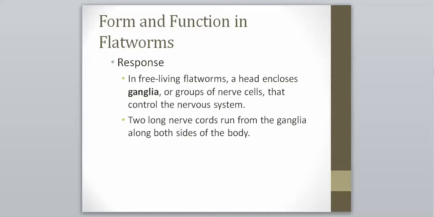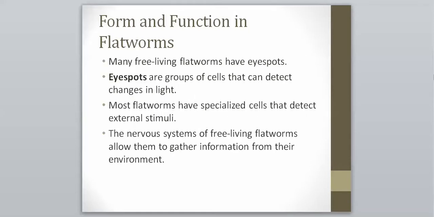And two long nerve cords will run from the ganglia along both sides of the body, so they do have long response cells that will help control what the worms do. And then many free-living flatworms will also have eye spots, which are groups of cells that can detect changes in light. These are similar to the ocelli that are present in the cnidarians. And most flatworms will have specialized cells that detect external stimuli. So if we go up and tap a flatworm right on the tip where its ganglia are, they will have specialized cells that can detect that.